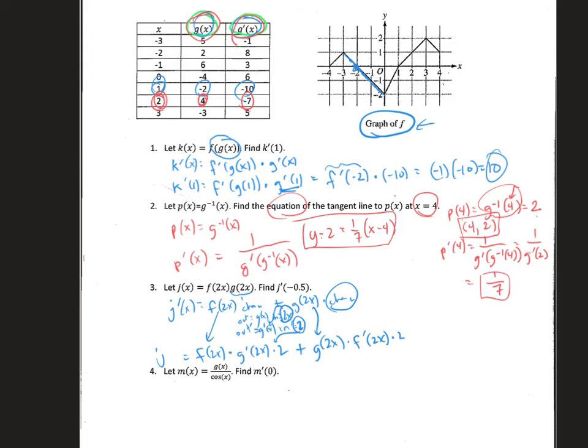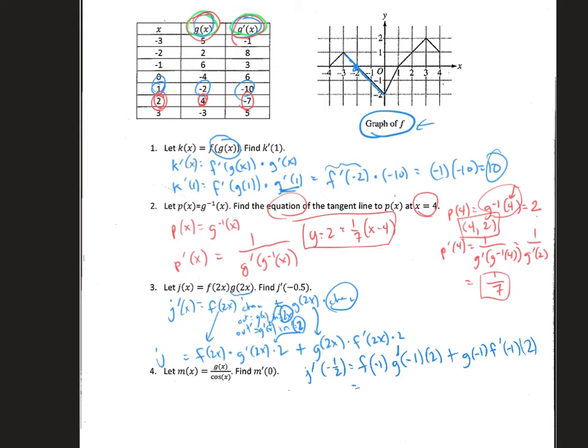So that's j prime. So now I can find j prime of negative 1/2. So I'm going to write that down here. j prime of negative 1/2 is f of 2 times negative 1/2, times g prime of 2 times negative 1/2, times 2, plus g of 2 times negative 1/2, times f prime of 2 times negative 1/2, times 2.